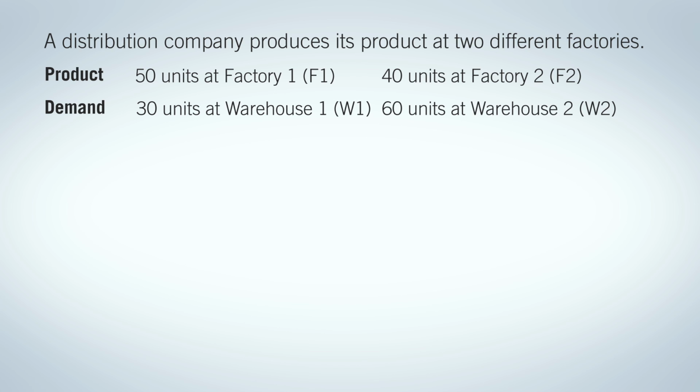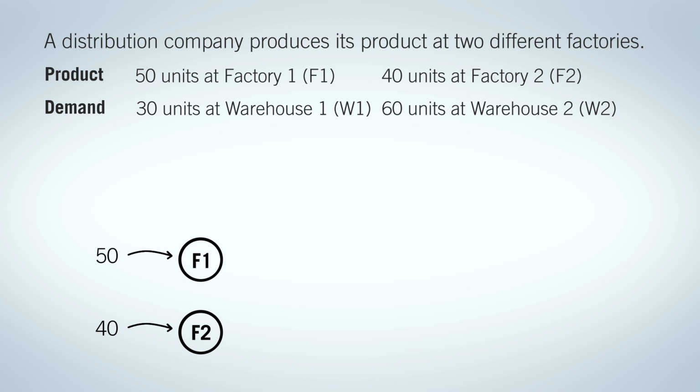Before we read any further, we can start to translate this prose into a diagram. And after we have the diagram, we will not need the prose anymore. We'll have a node for factory 1 and a node for factory 2. And we can show the 50 units coming in. So there's 50 units coming into F1 and 40 units coming into F2.